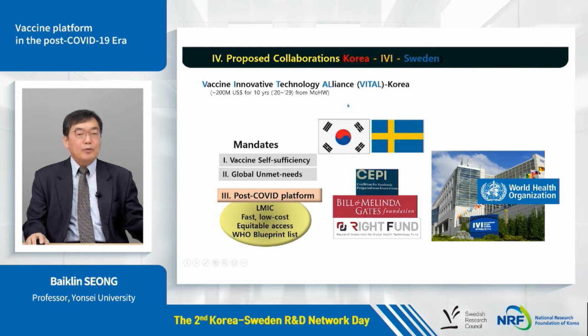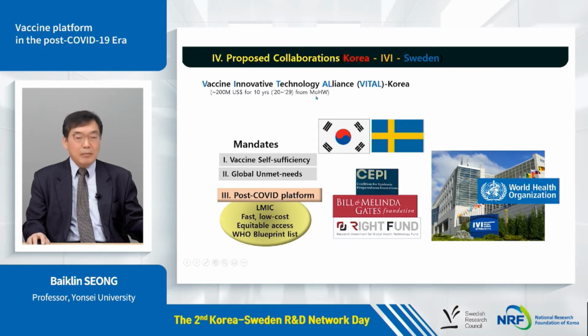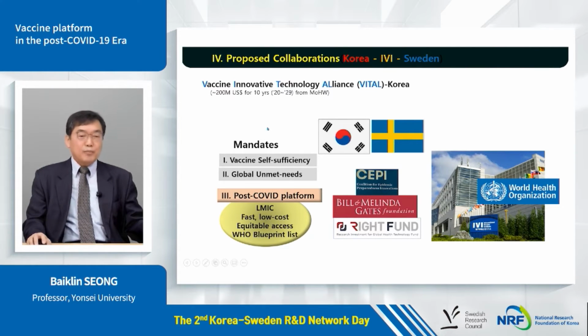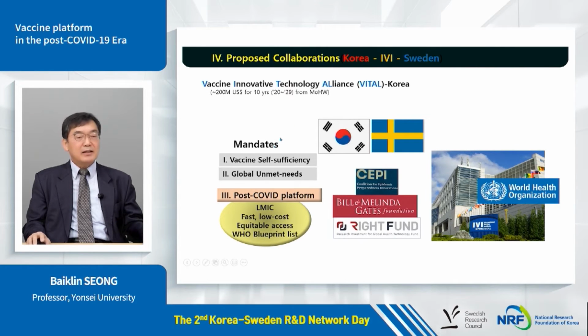I'd like to close my talk with a brief mention of the vaccine innovative technology, Vital Korea, which is a Korean government research initiative for the next 10 years, with $200 million worth of investment from the Ministry of Health and Welfare. There are two mandates to achieve: to increase vaccine self-sufficiency in Korea, allowing domestic vaccine production, and also developing vaccines on global unmet needs. These are the conventional two different mandates.